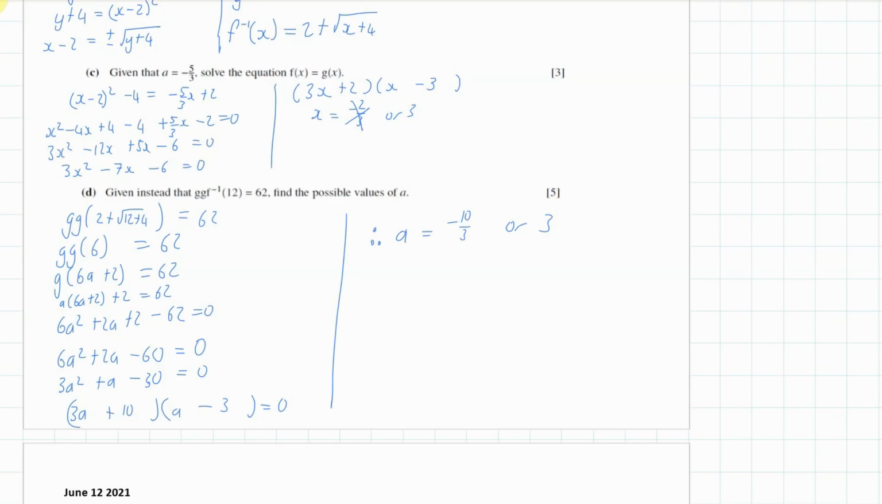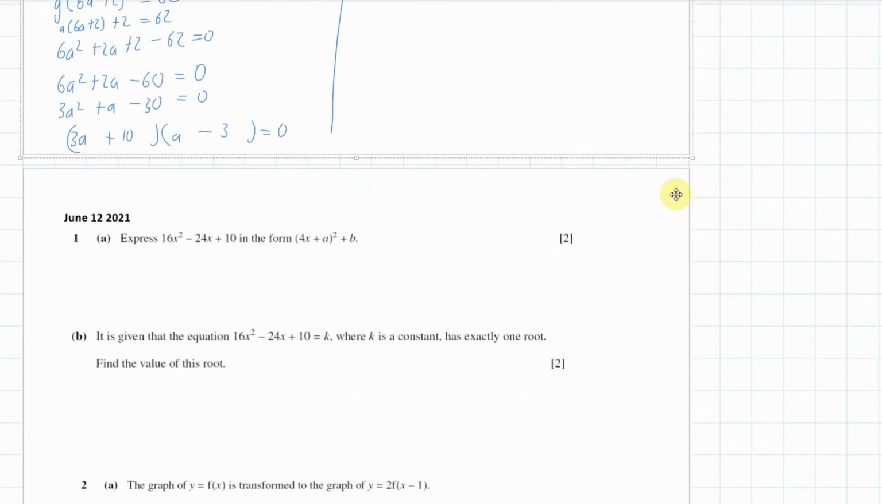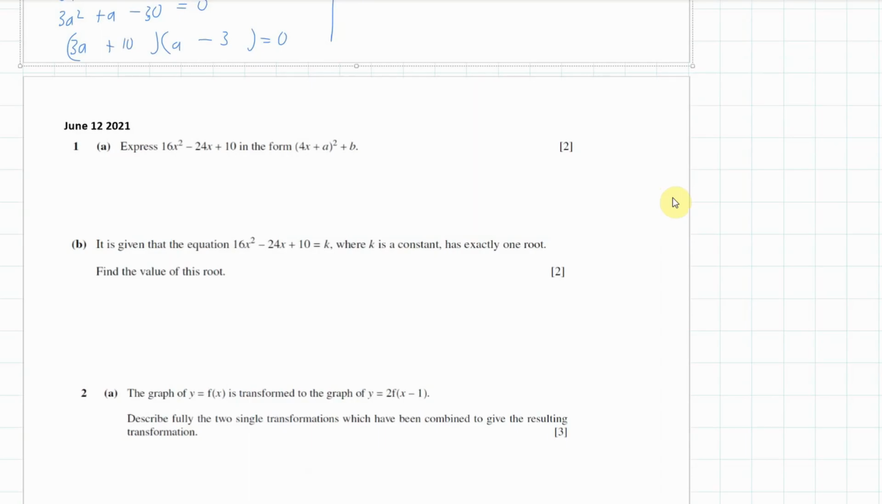Moving right along onto the June 12 paper. Okay, what are we doing here? So we need a 4x. Plus. I think it should be minus, shouldn't it? Minus 3. Does that do it? Minus 9 plus 10. I think that's it.